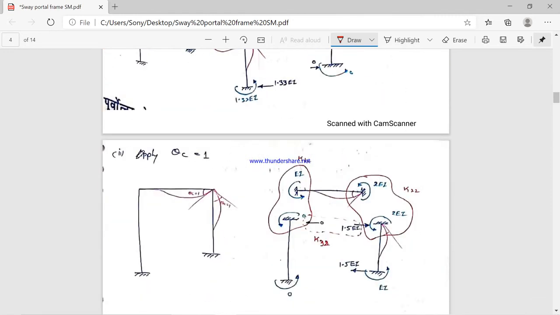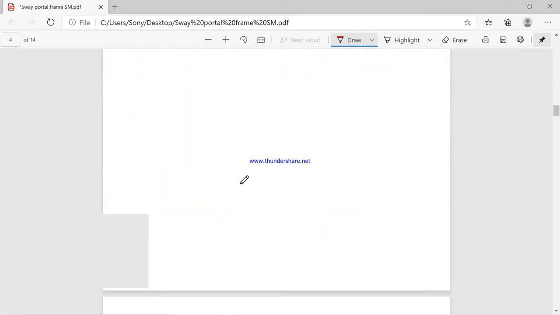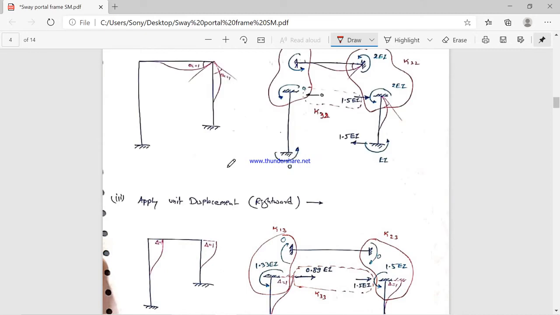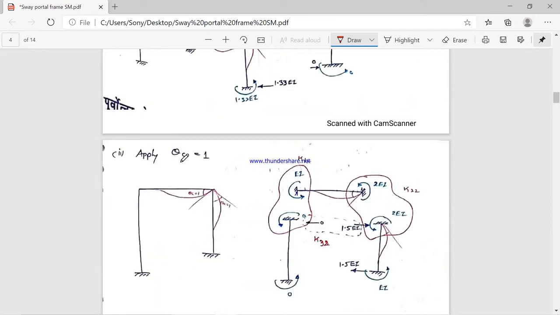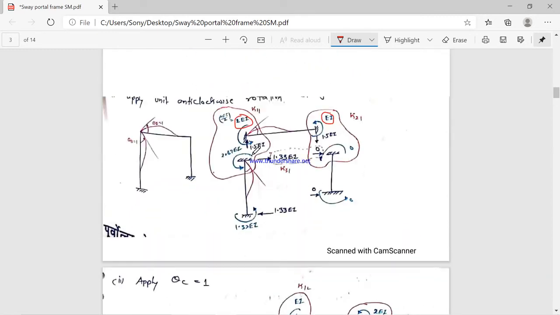Then second, apply theta C equal to 1. Why theta C? Because the second unknown we have to find is theta C. So again apply theta C equal to 1. The anti-clockwise rotation will be applied at joint C, so it will be subjected to the beam as well as the column. The same procedure will be applicable.